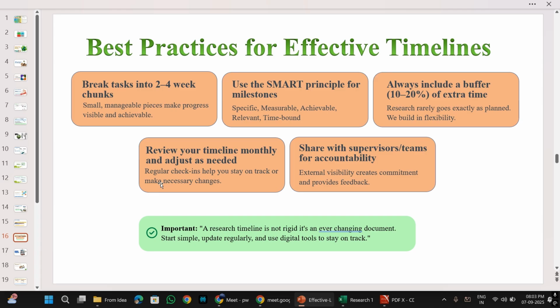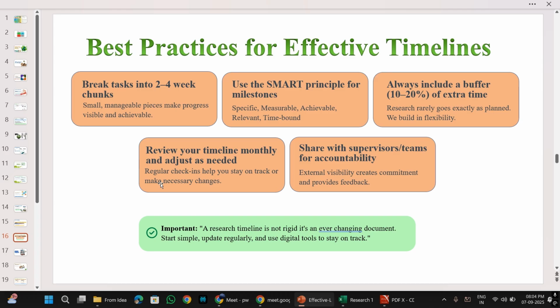Review your timeline. After every week or every month, come back to your timeline and see where you are, how much you are yet to complete, and what else you need to include. Share with your supervisors, your friends, your peers, your advisor that this is where you have reached. That brings in a sense of accountability, that you are answerable to somebody, and that is when you will make the biggest progress. A research timeline is not rigid, it's an ever changing document. So start simple, update it regularly. Make a simple chart first, update that chart regularly, and use digital tools to stay on track.